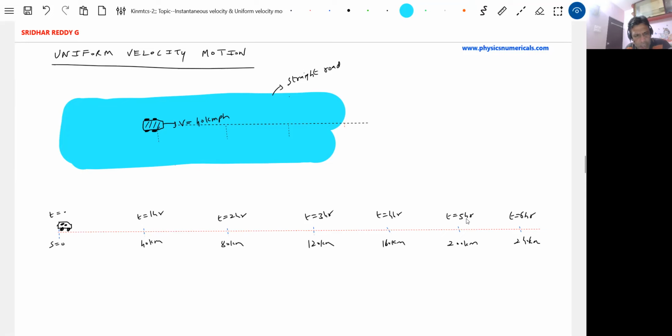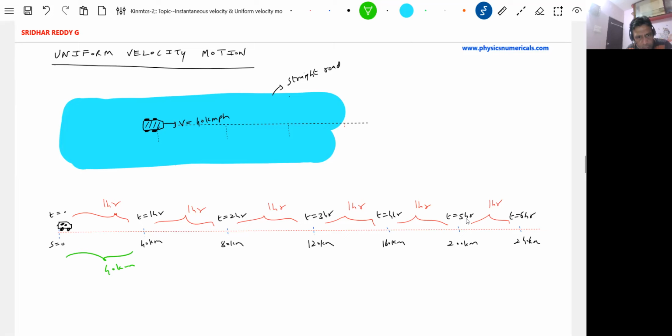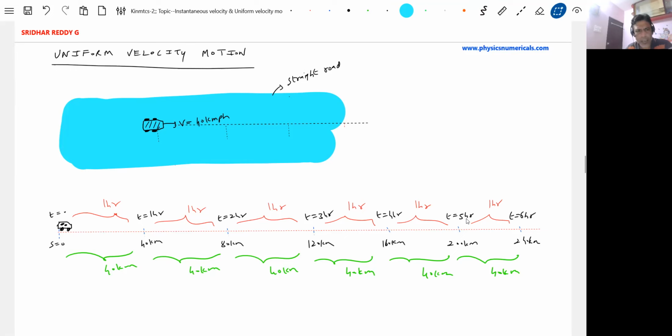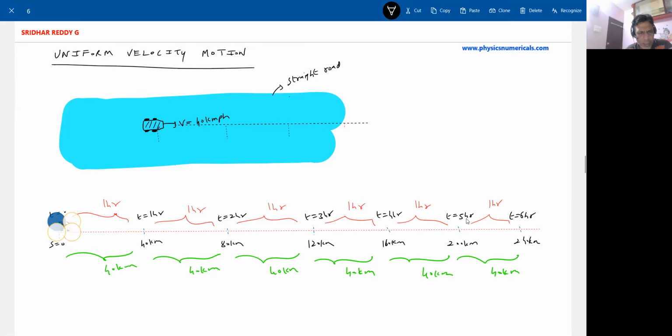So what's happening? For every 1 hour, how much distance will it cover? 40 kilometers. So the time is 1 hour, 1 hour, 1 hour, 1 hour. How much distance will it move? 40 kilometers. Next 40 kilometers. Next 40 kilometers. 40 kilometers. This car only will move. I can't move the car, okay, not possible.